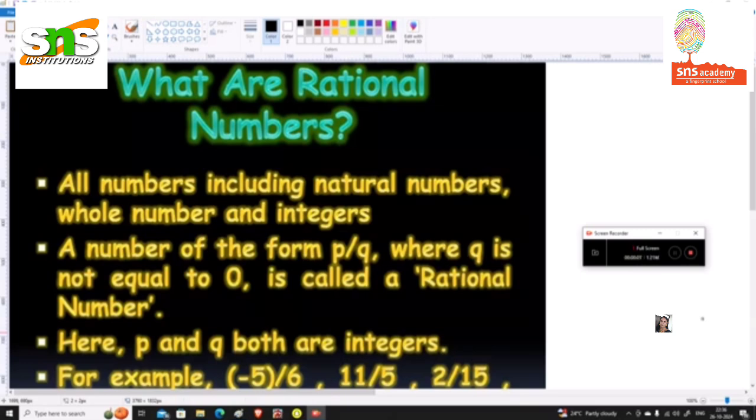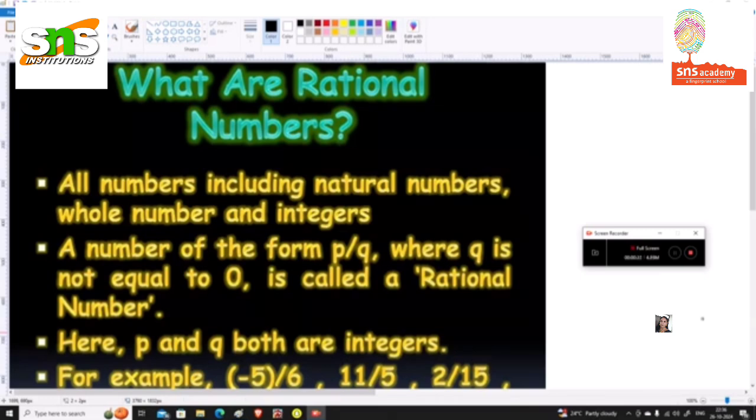So, in this series, we are going to learn about the rational number. From the lower class, we have learned different types of numbers. The first one is a natural number, whole number, and then fractions, decimals, integers. So, in that series, we are going to learn the next one, the rational number.